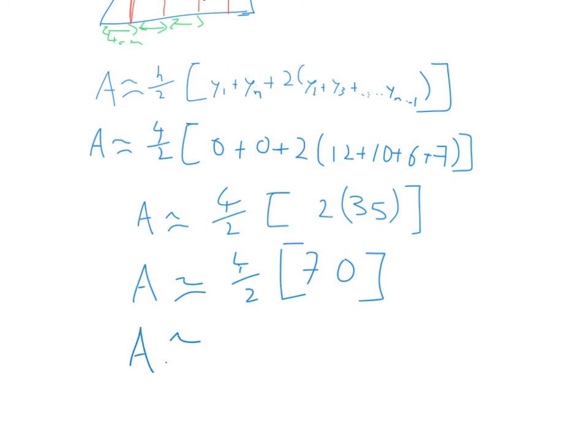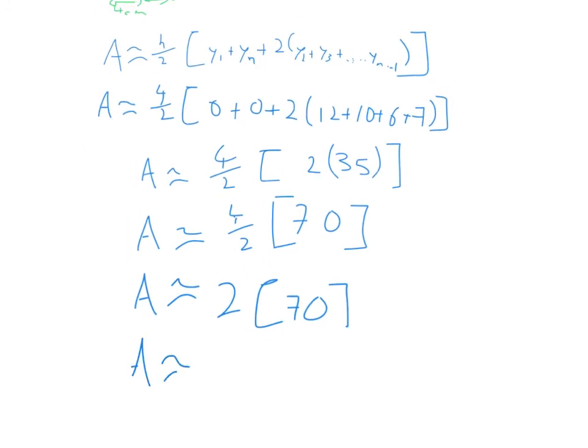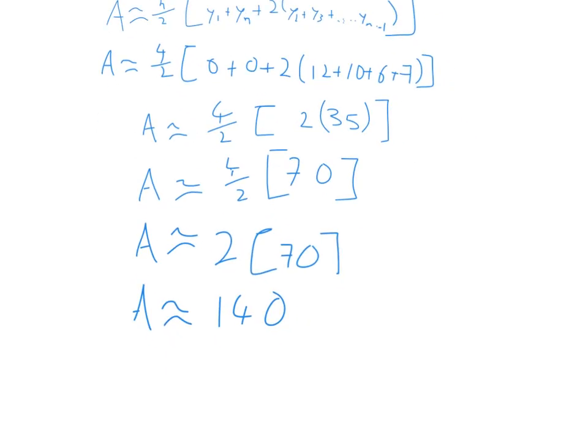And the area then will approximately be equal to 4 divided by 2, which is just 2 times 70, which gives us an approximate area of 140. Again, we'll just look back at what the units given to us in the question were, and it's centimeters. So our area should be in centimeters as well, but centimeters squared for area.